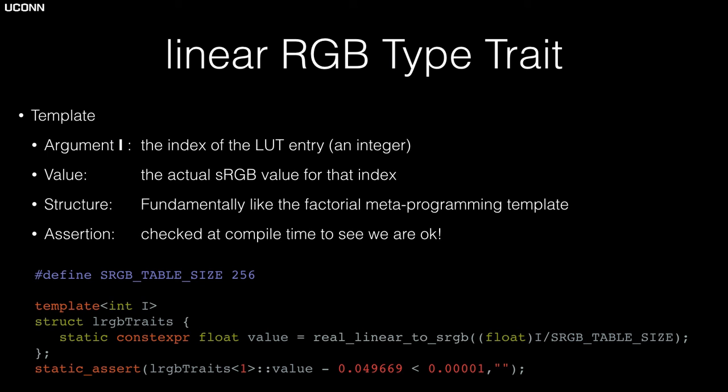Now if I want to build the actual table, where is that table going to be from the compiler standpoint? When I'm doing metaprogramming, where are values stored? Inside types. Yes, that's what I was looking for. Values are embedded in types. Here I'm putting one entry of the lookup table in a type, LRGB tray 1.